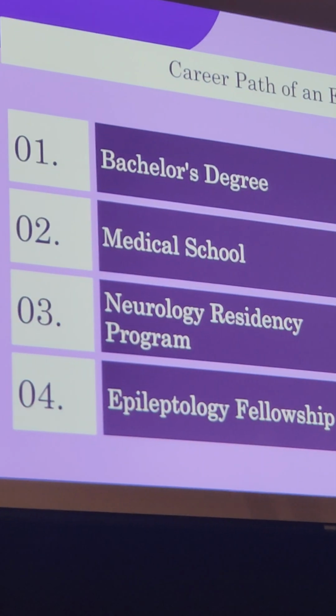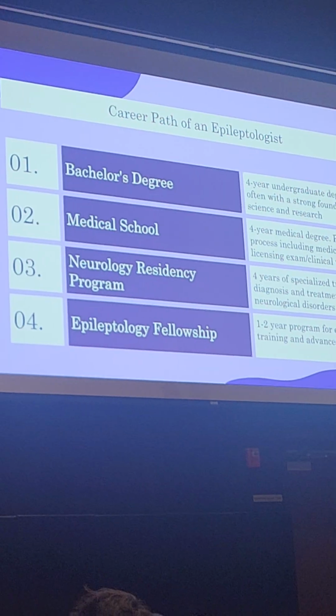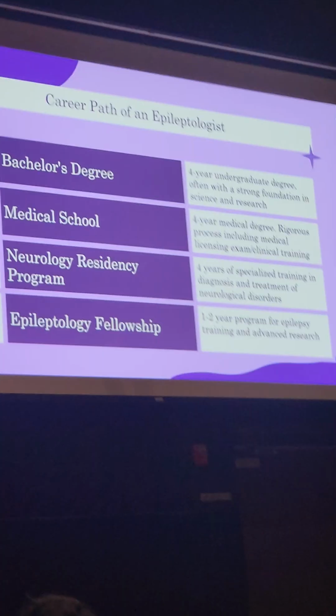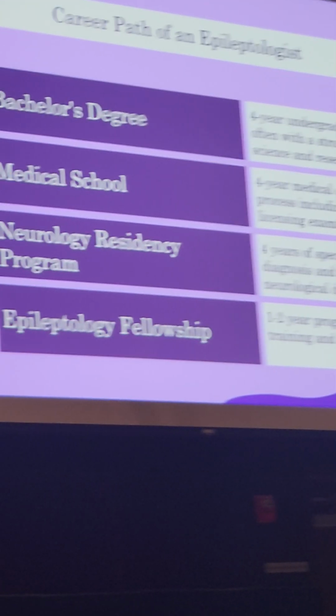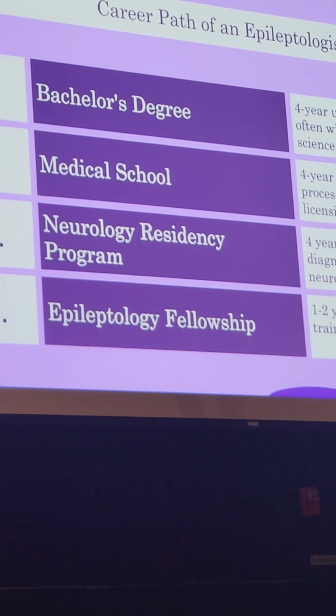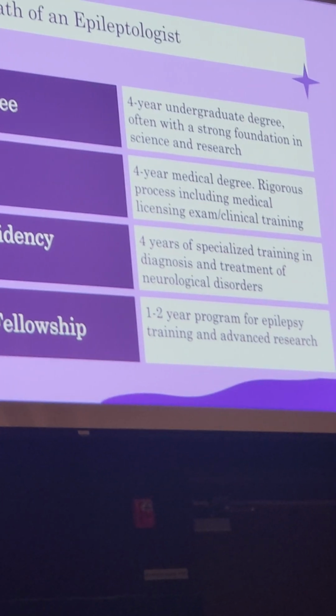First, you're going to need a 4-year bachelor's degree. It really doesn't matter what you study, but you're going to need a lot of laboratory experience and foundational scientific knowledge. Then you spend another 4 years in medical school. This is a rigorous period where you pass the licensing exam to become a doctor.